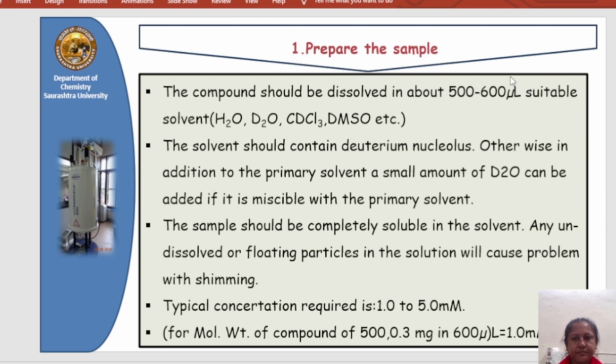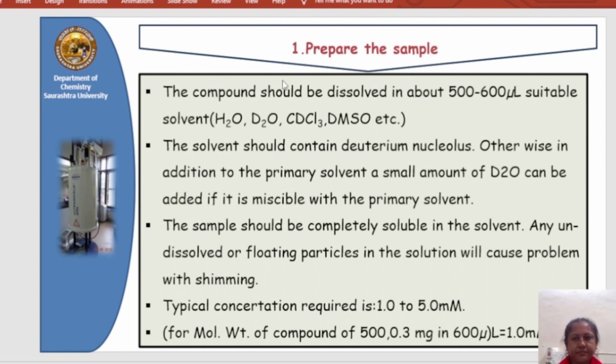We take 500 to 600 microliters of a suitable solvent for the solvent height in an NMR tube. For the solvent we can use deuterated water, CDCl3, or DMSO. We use 500 to 600 microliters to make the proper level, so that a homogeneous magnetic field passes through the sample. The solvent should contain a deuterium nucleus.